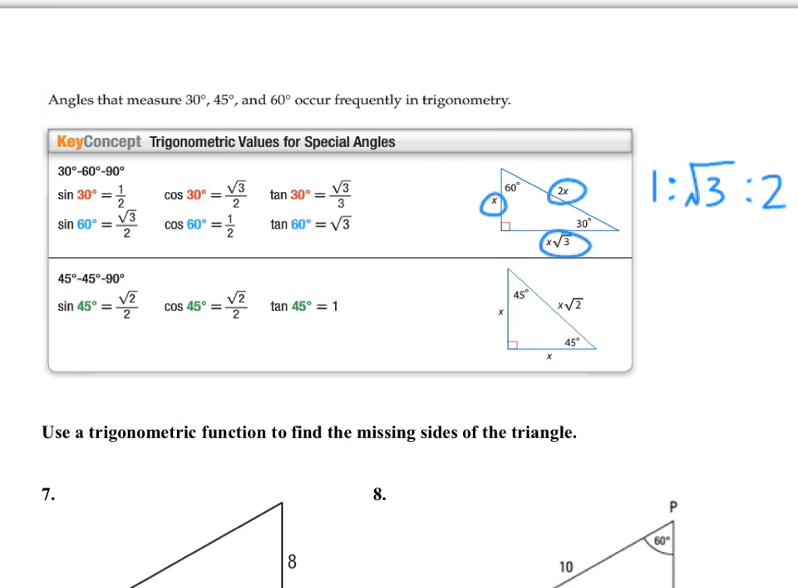45, 45, 90 triangles have side lengths that are in the ratio 1, 1, radical 2. And you can multiply these ratios by any positive number.